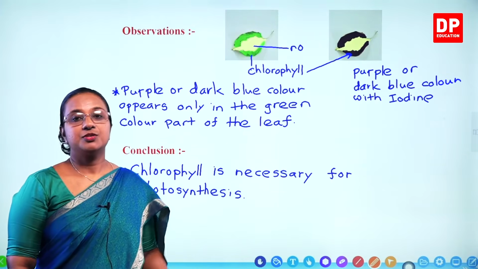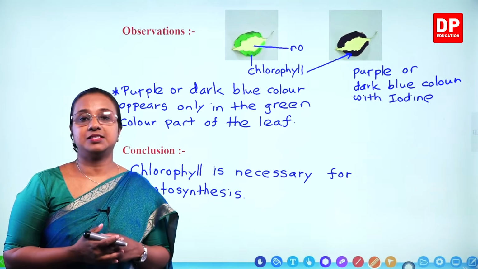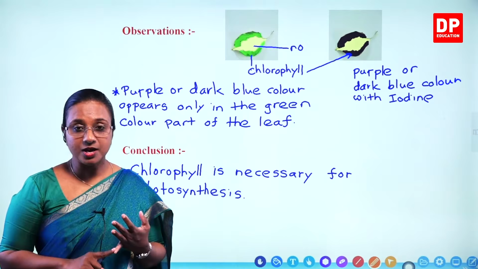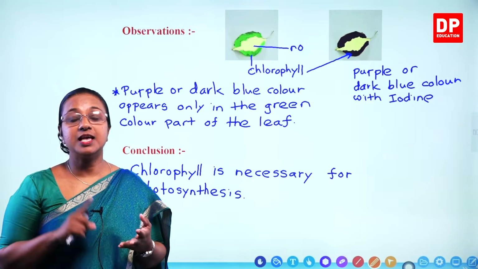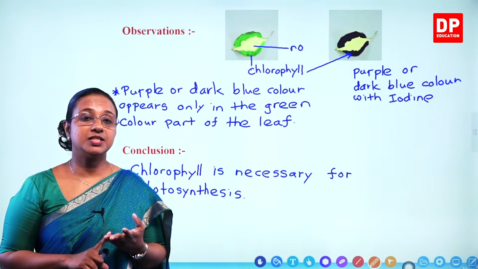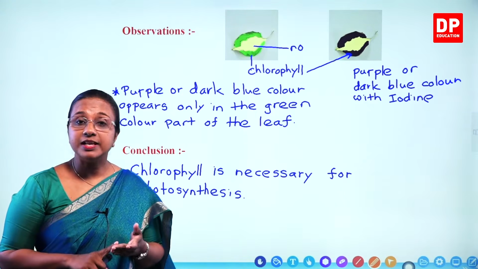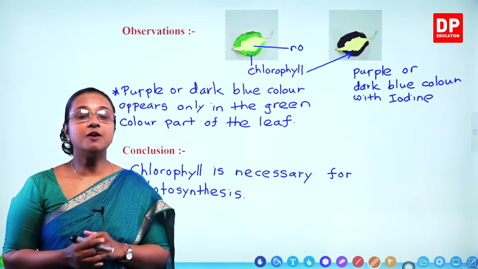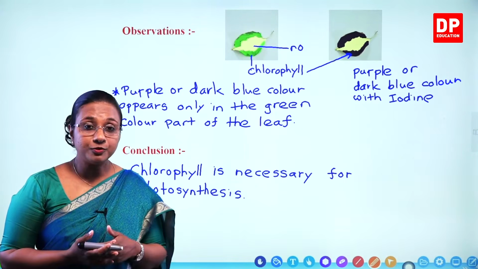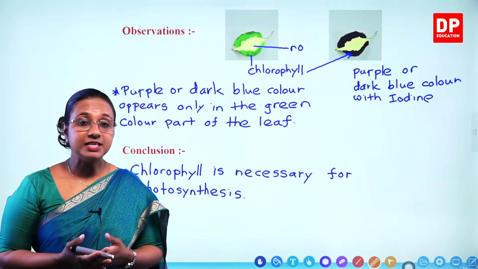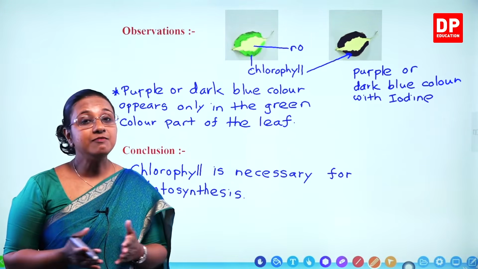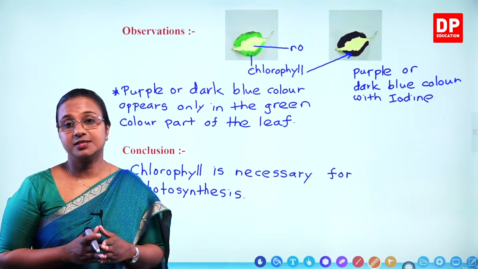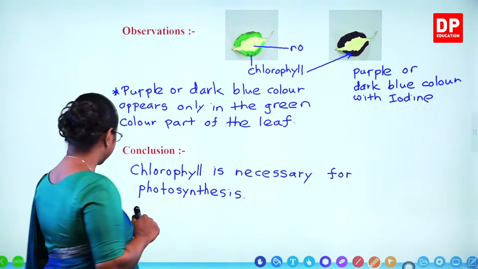Okay, students. So now we did 3 activities. The activities were to show that carbon dioxide is necessary for photosynthesis, light is necessary for photosynthesis, and now chlorophyll is necessary for photosynthesis. You know that there are 4 factors. What is the 4th factor? That is water. Can we show that water is necessary for photosynthesis? Try to answer that question.